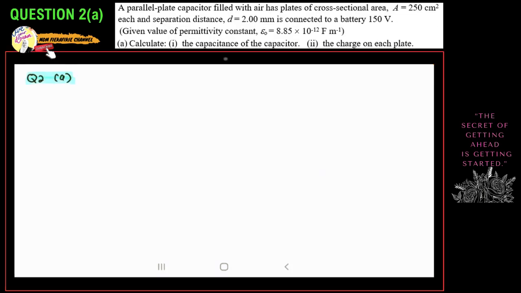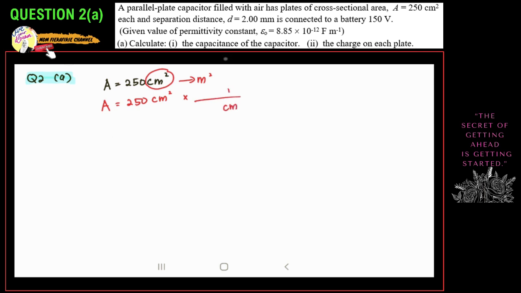Okay, question number 2A. Look here, we have a parallel plate capacitor filled with air that has plates of cross-sectional area. The area is given in centimeter squared. Remember, this is a bit of a trap. 250 centimeter squared. Make sure you change centimeter squared to meter squared. If you don't want to be careless, write it down again. 250 cm squared. I will do cross multiplication.